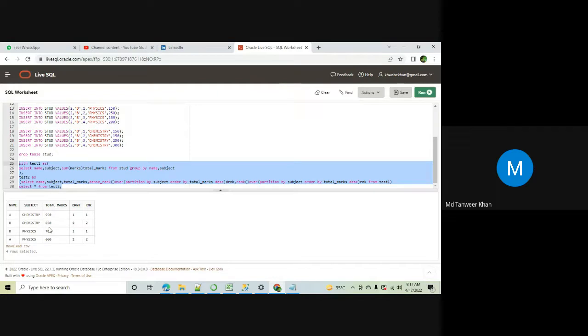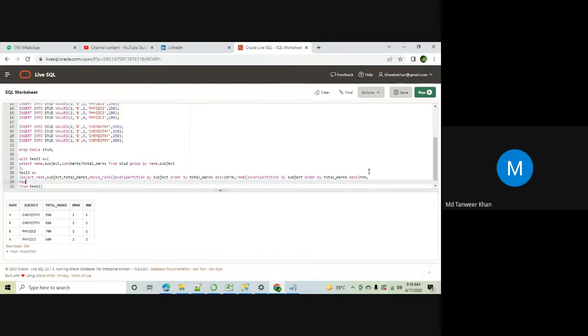Why? Because here you don't have duplicates. When duplicates are there, then rank and dense rank will give you different results. And moreover, whenever you want the first position, even if you have duplicates, rank and dense rank will always give the same output. Now you have asked whether you can use row number or not. Yes, you can use row number because row number will also give you the same output. Partition by, order by total marks.